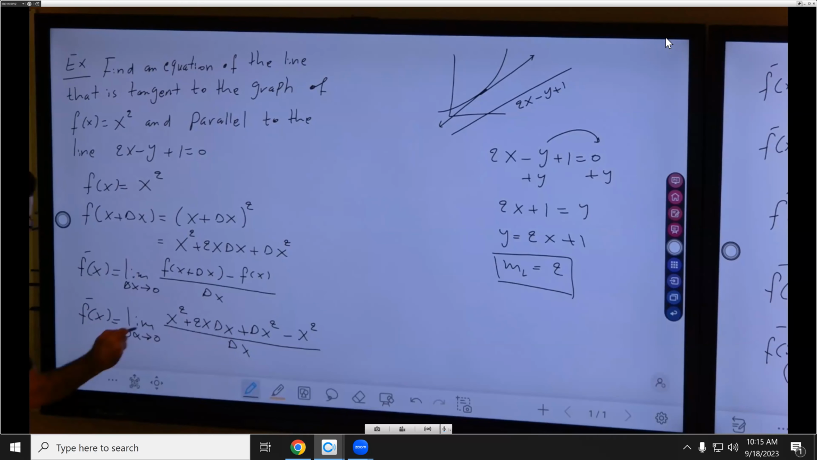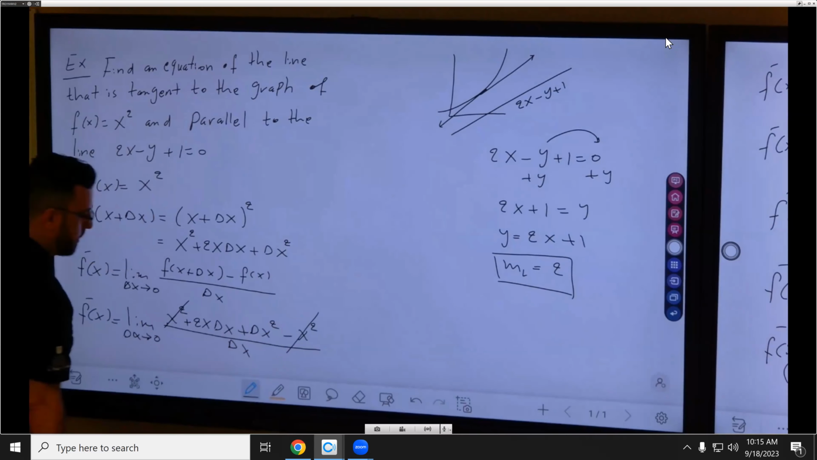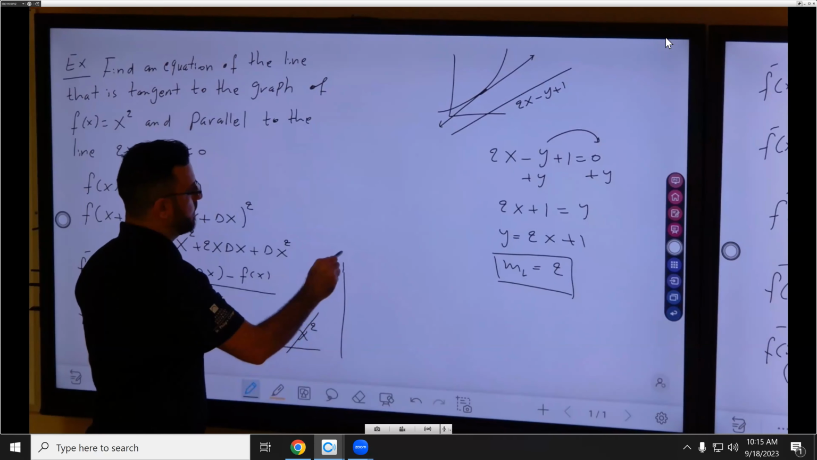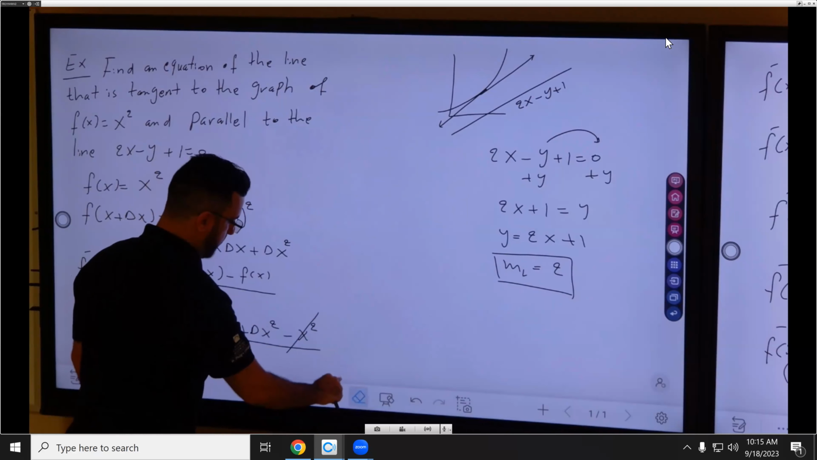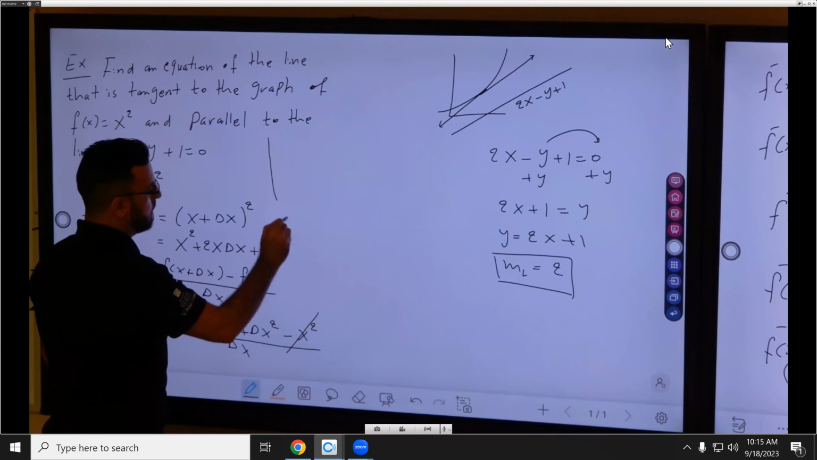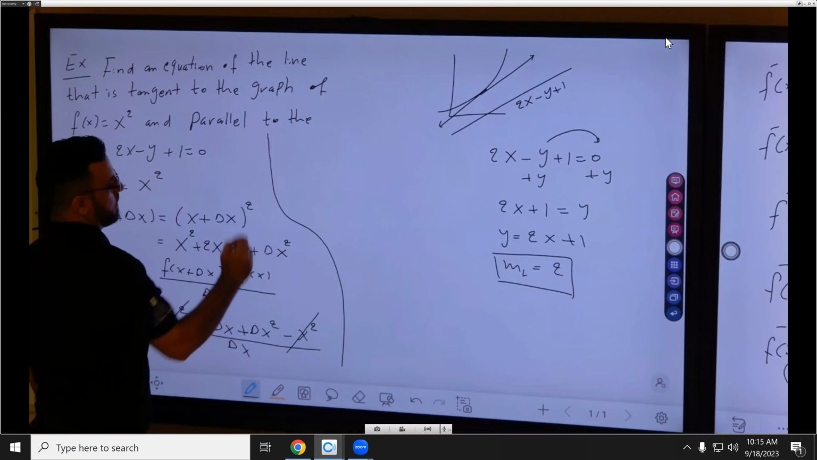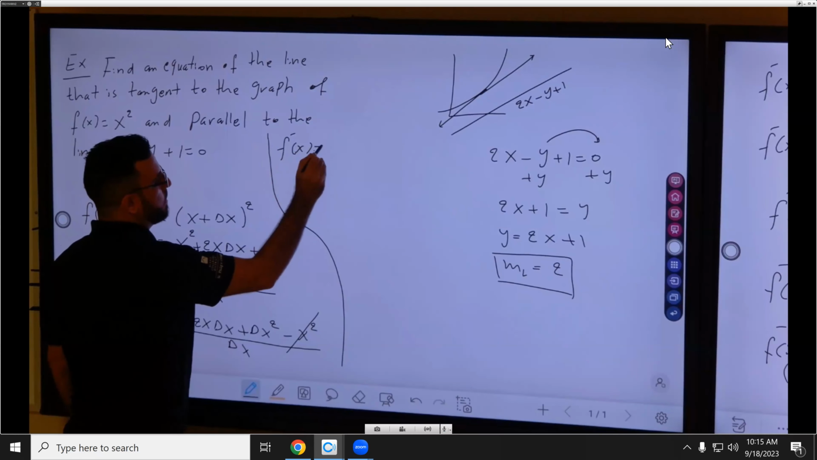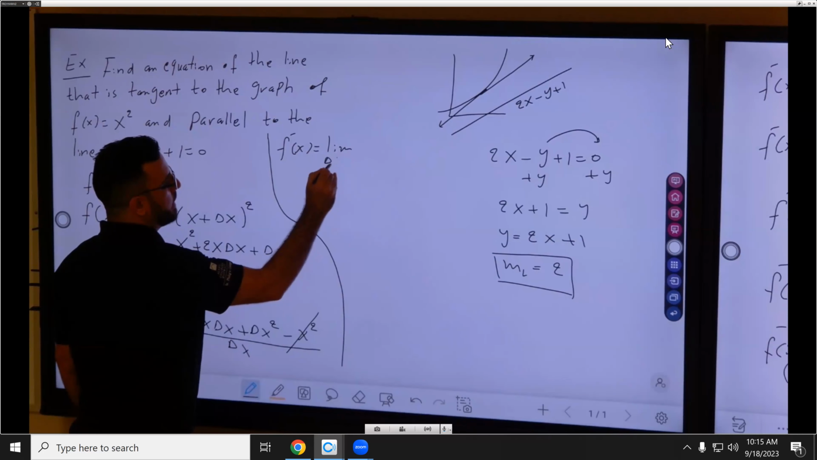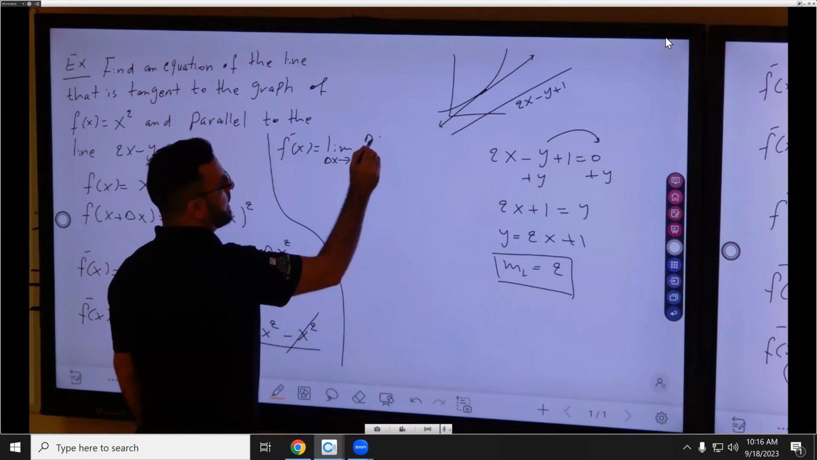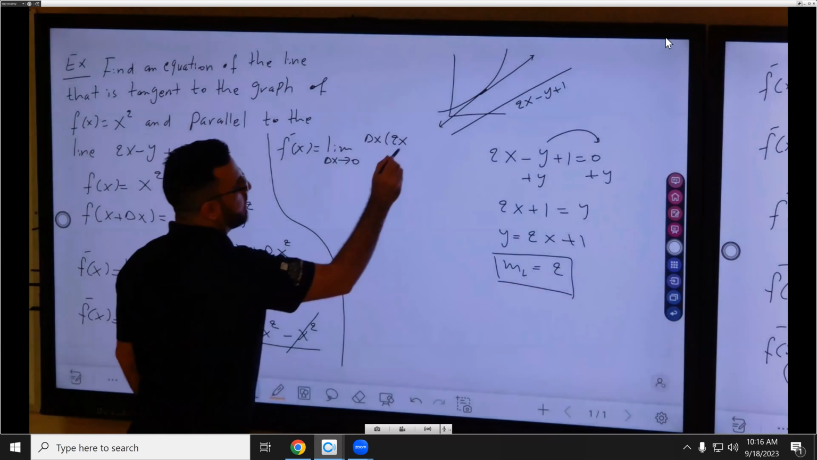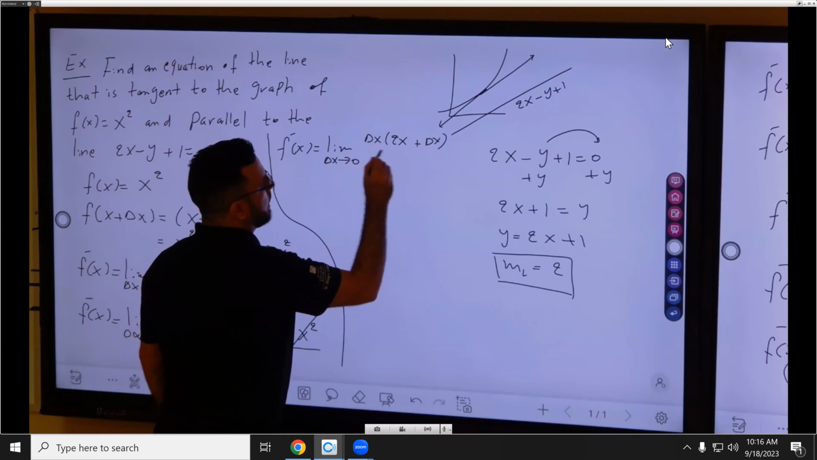I'm gonna simplify it. And so these two, so what's the left here? f prime of x is going to be the limit as delta x approaches 0 of 2x delta x. I'm gonna take delta x out. The left is 2x plus delta x, everything divided by delta x.